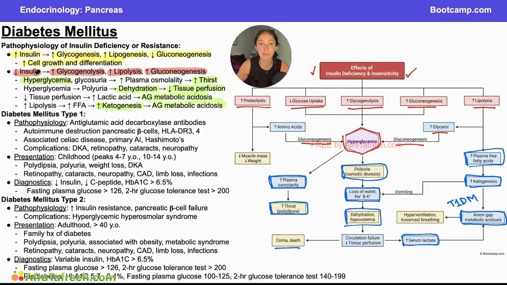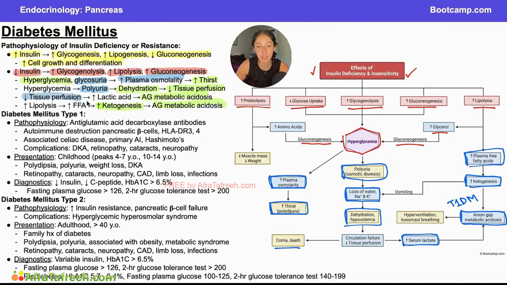The reason that we see these results is the hyperglycemia leads to glycosuria, so you are urinating out some of this excess glucose in the urine, and that is also going to be pulling in more water. This increase in plasma osmolality also leads to the increase in thirst. The hyperglycemia can also lead to polyuria, as we just discussed, and that polyuria, as you're losing salt and water, can lead to dehydration and decreased tissue perfusion.